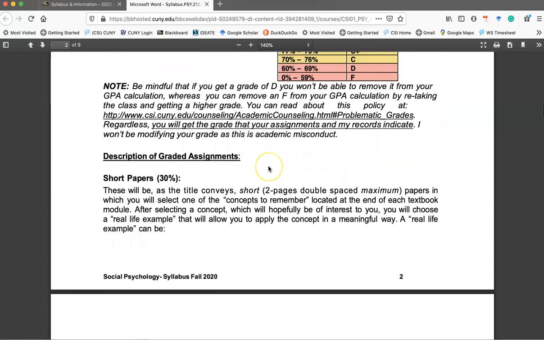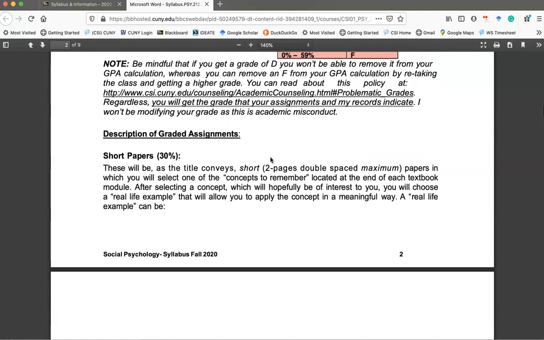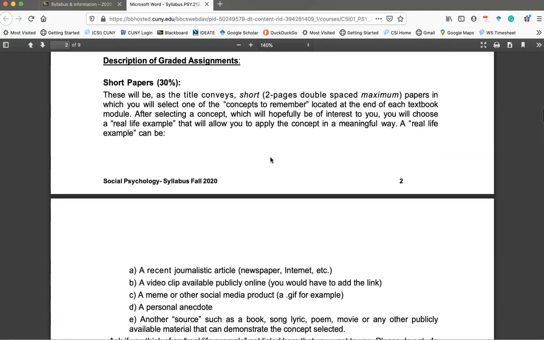All right, so let's describe the assignments that I just told you about before. First, the short papers. So short papers, 30% of the grade. These will be, as the title conveys, short, 2-page double-space maximum. If you give me less than that, will I be upset? No. I just feel that sometimes you need more words to explain your ideas, but I am never concerned about the length of a paper. I'm more concerned about the quality of a paper.